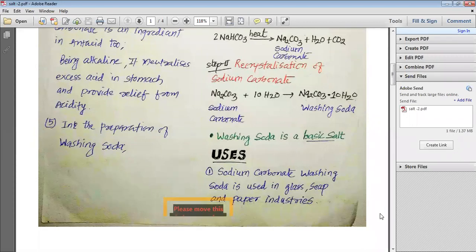Washing soda is a basic salt. Now we can say that washing soda is a basic salt. So why is washing soda considered a basic salt? Will you please tell me, my dear students? Washing soda is Na2CO3, which is prepared from NaOH, that is sodium hydroxide, and H2CO3, which is carbonic acid, a weak acid. So by the reaction of sodium hydroxide and carbonic acid, washing soda is prepared. Sodium hydroxide is a strong base, carbonic acid is a weak acid, and that is why, the base being strong, the salt is also basic in nature.